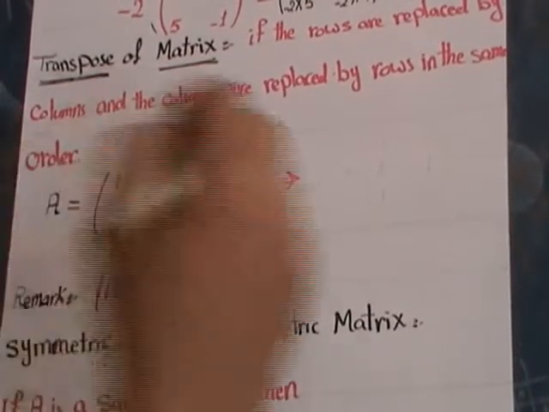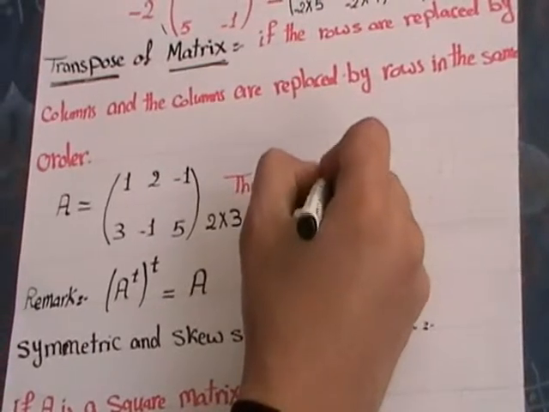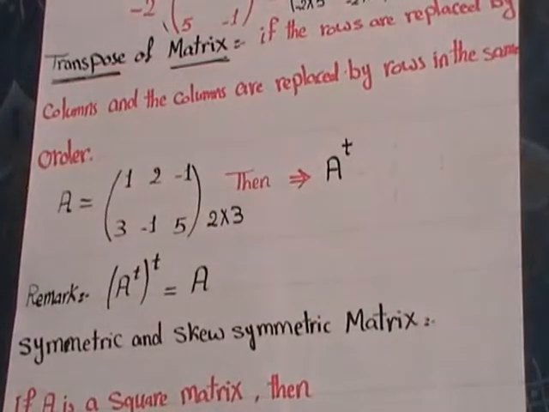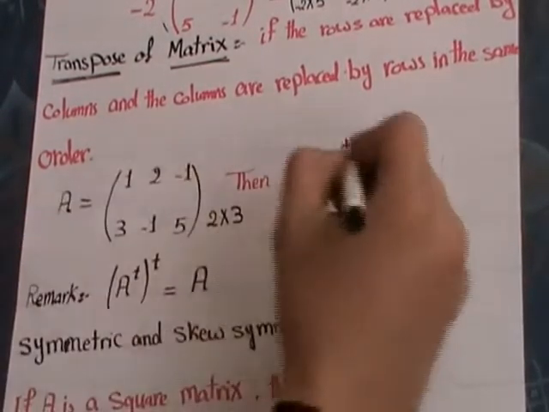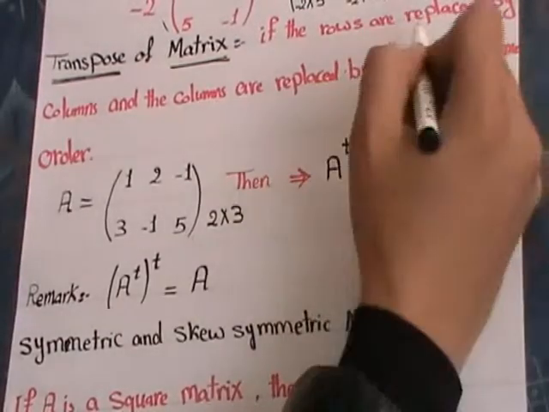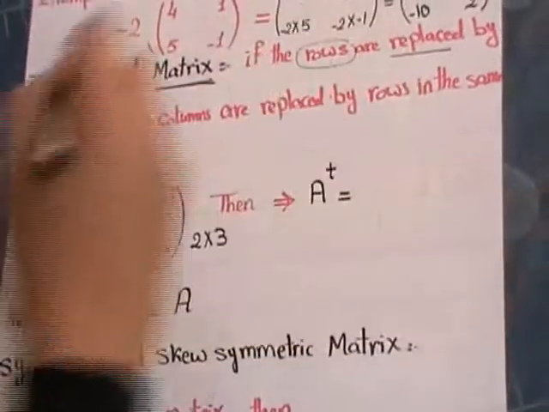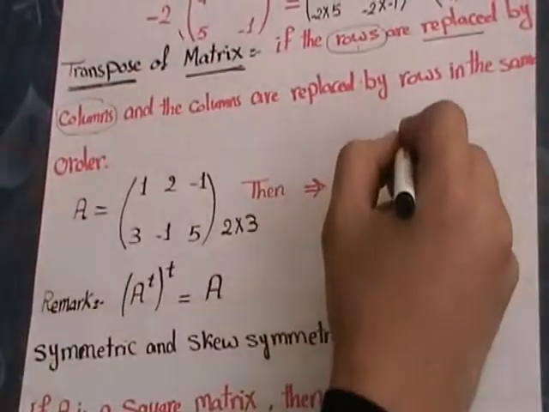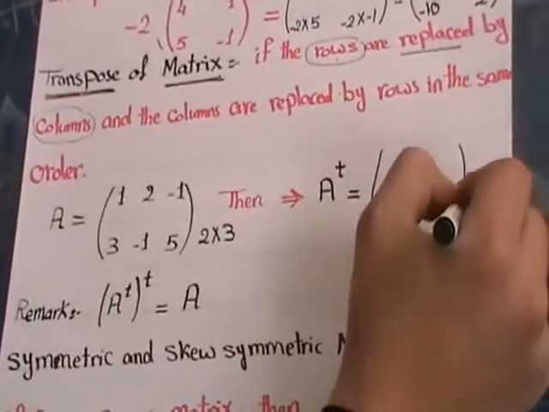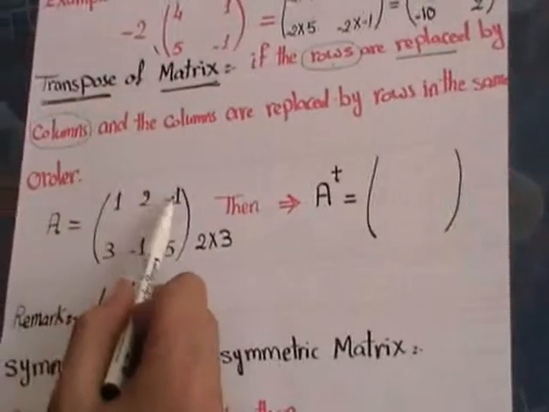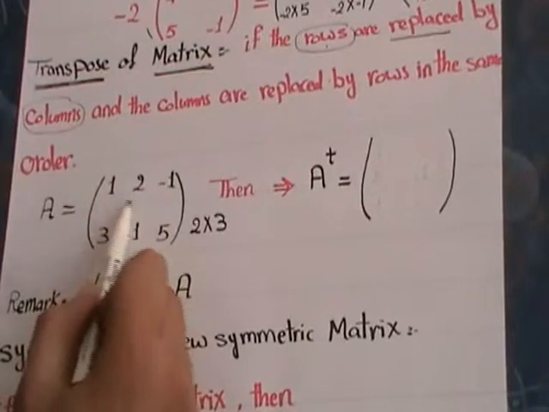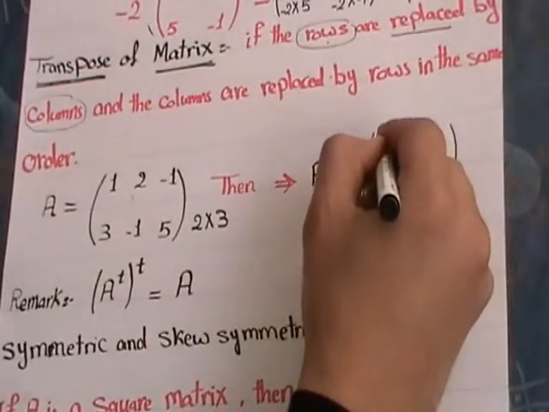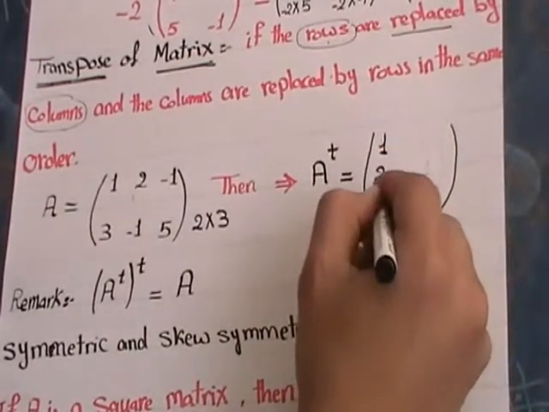First, we can symbolize the transpose of the matrix A by A and here a small letter T. And then we have to replace the rows and the columns. Start first with the rows. The first row contains 1, 2, and -1. We change this row to be a column. So we write here 1, then 2, then -1.